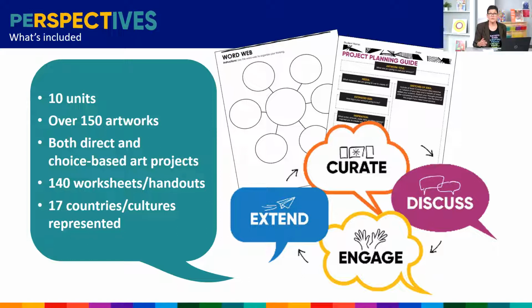So you can see there's 10 units, there's over 150 artworks. It's got both direct and choice-based art, tons of worksheets and handouts, over 140, and then there's 17 countries or cultures that are represented.